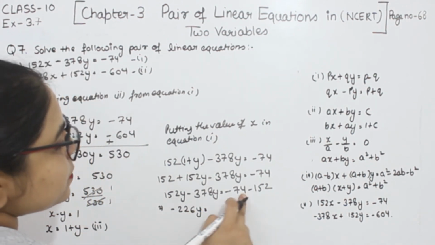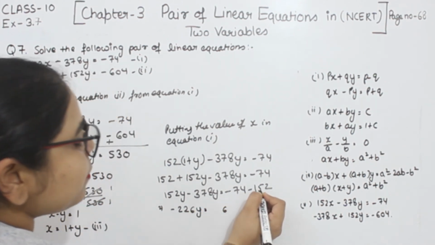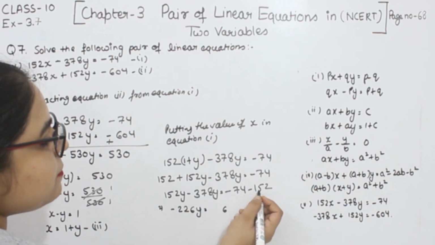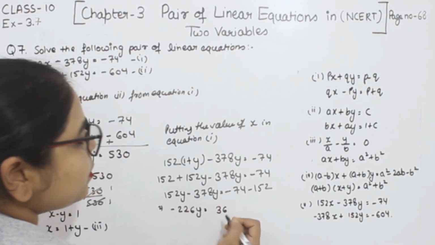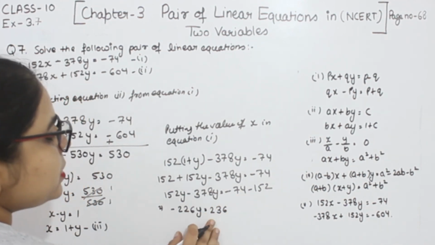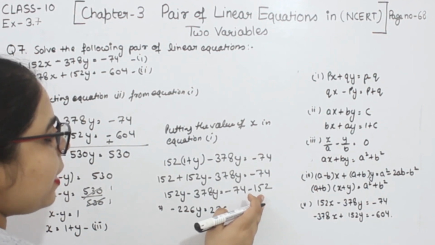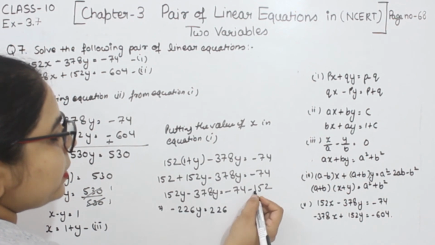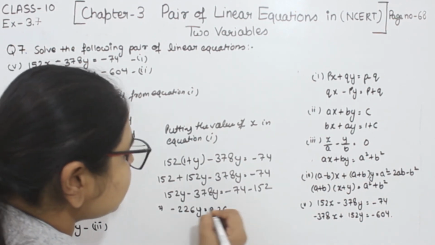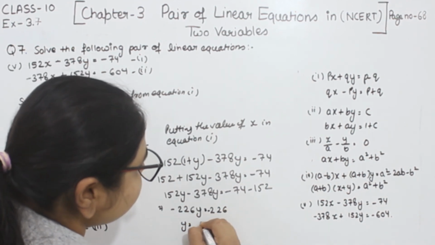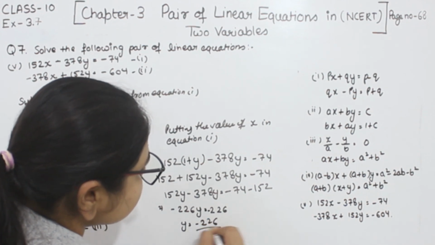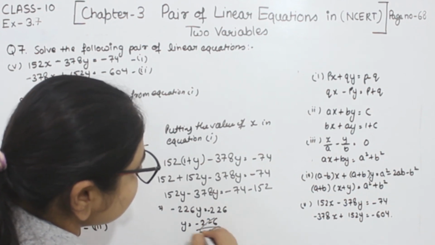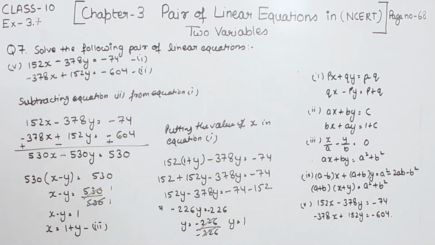Now here we are going to add this one. 4 and 2, 6. Here we have 7 and this one is 5. This is 13, carry 1. This is 12, carry 1, and this is 226, with a minus. So y equals minus 226 divided by minus 226. So the value of y is 1.